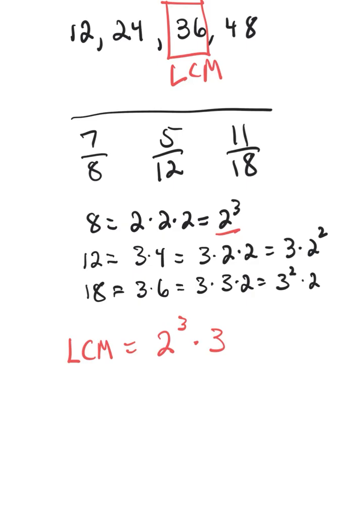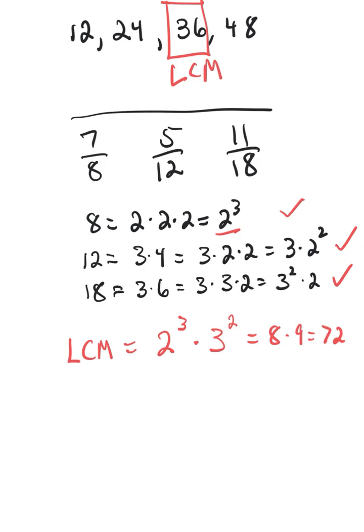All right, so that checks off the 8 and the 12. And now we've got to get to the 18. And we say, what's missing? I've got a 3 squared, but I only have one 3. So I've got to build that up one more to make that a 3 squared. And the 2's already covered in the 2 cubed. So now 18 is in there as well. So if you multiply that out, 2 cubed is 8, 3 squared is 9, so we get a least common multiple of 72.